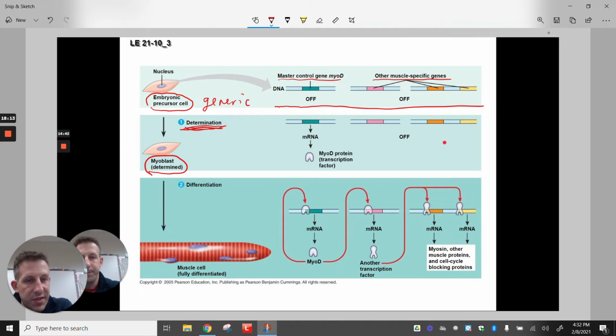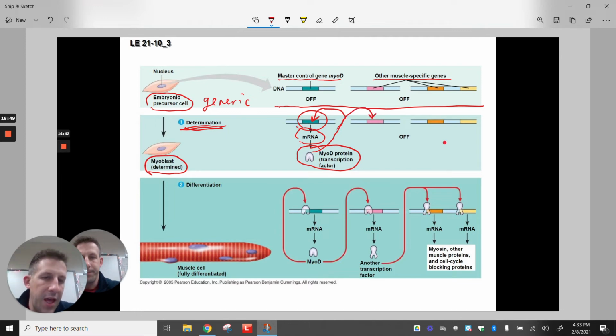So what happens is this gene right here looks like it gets turned on. That gene creates mRNA. That gene creates a protein. It's called a MyoD protein, and it happens to be a transcription factor. And that transcription factor that I just circled in this middle picture here is actually going to turn on, it's going to be the on switch for this gene and also for this gene.